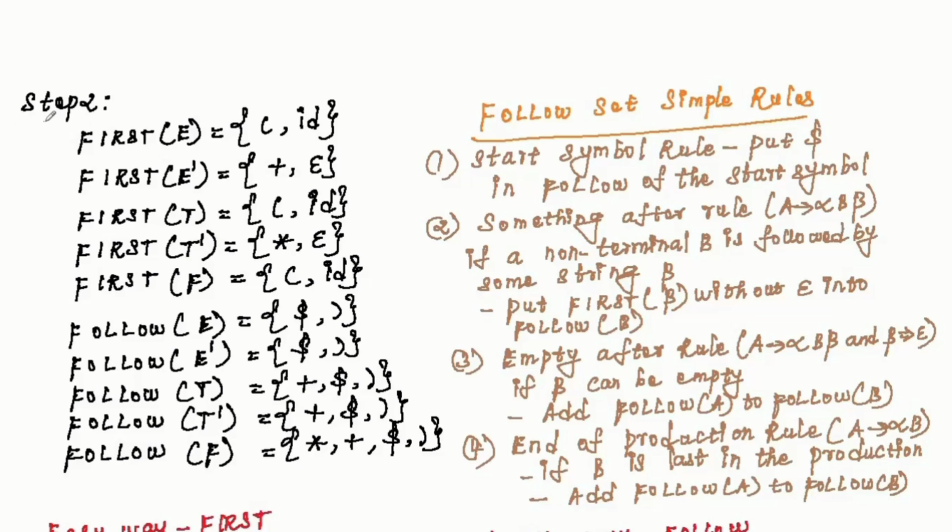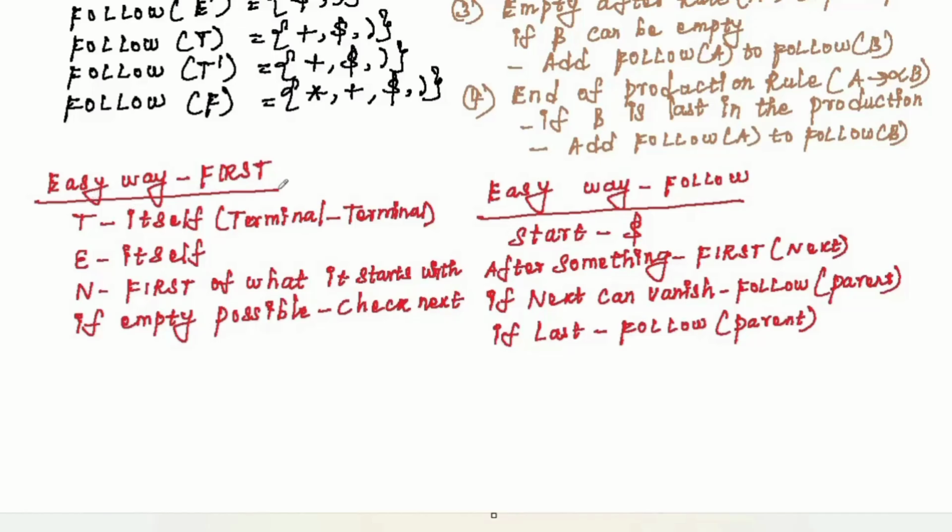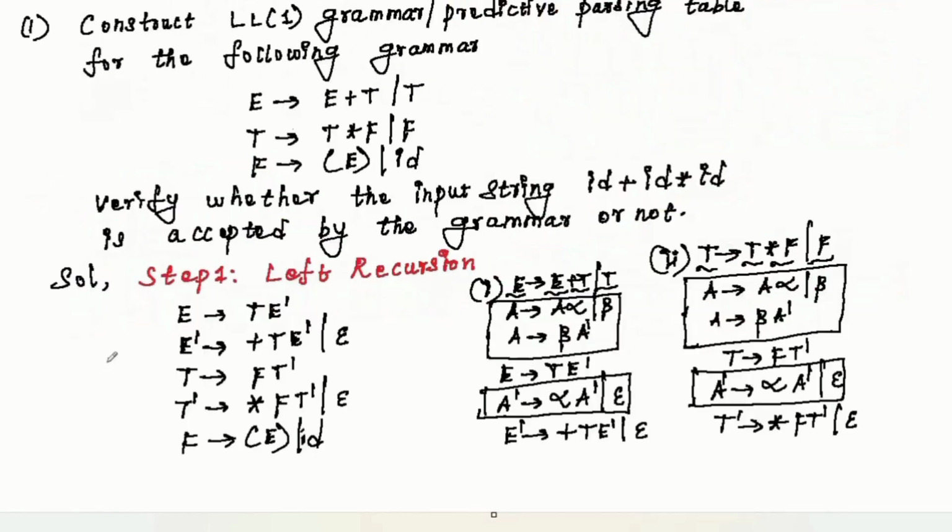Coming to the second step, we will find first and follow. The easy way to find the first set: for a terminal, it is the terminal itself; for epsilon, epsilon itself. If it is a non-terminal, take the first of what it starts with. If empty is possible, check the next. See the productions without left recursion. E tends to TE dash: first of E is first of T.